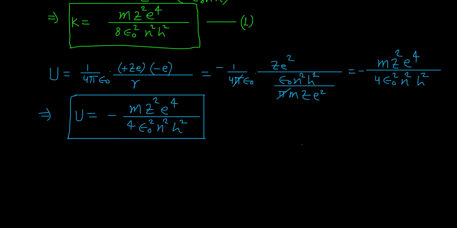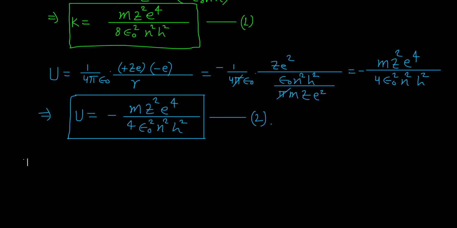Let's write that this potential energy expression is equation 2. If you compare equations 1 and 2, you can see that all the variables have the same exponent: m has exponent 1, Z has exponent 2, e has exponent 4, epsilon naught has exponent 2, n has exponent 2, and h also has exponent 2. In both the expressions, the exponent of each variable, like mass, nuclear charge, electronic charge, should be the same. That's one thing to check. If this is the same, we can proceed further to get the total energy of the electron.